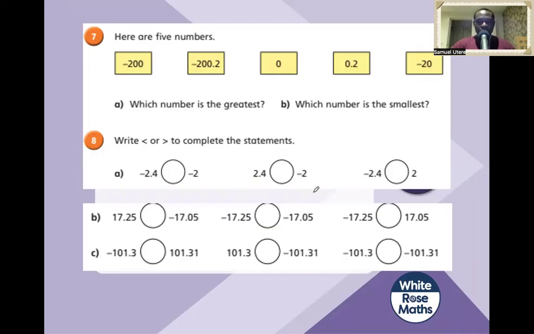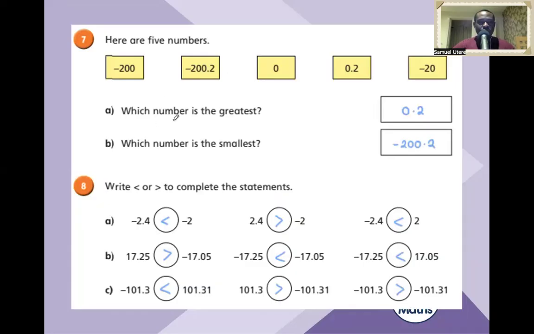Assuming you've paused the video and you've answered questions 7 and 8, here are the answers. Here you were simply asked, which number is the greatest? It has to be 0.2. Which number is the smallest? It has to be that one, right? Remember, a really big negative number is actually very, very small.